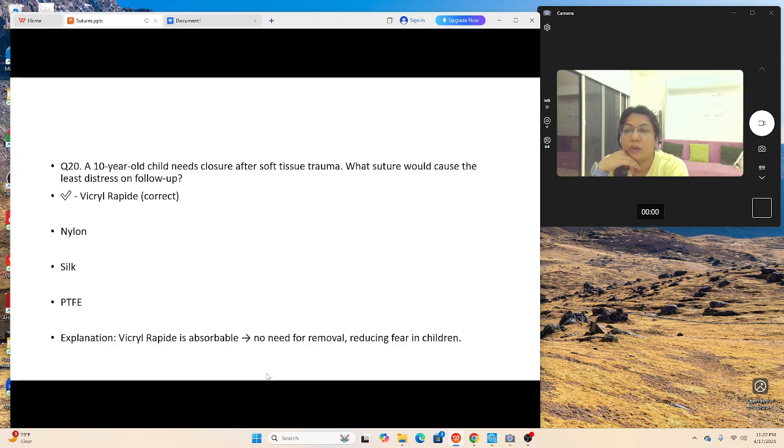A 10-year-old, okay, 20th, last question for the day. My god, I think it's already 20 minutes since I'm talking. A 10-year-old child needs closure after soft tissue trauma. What suture would cause the least distress and follow-up? Least distress and follow-up meaning you don't have to remove the suture on follow-up.